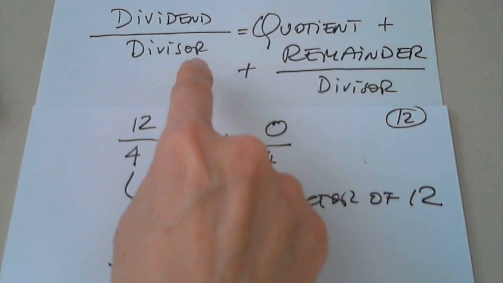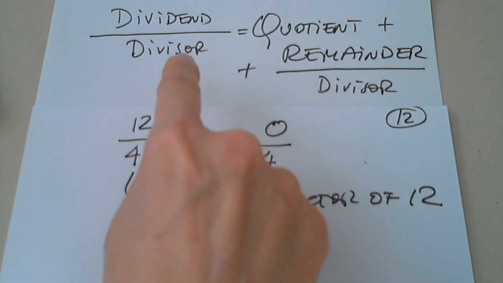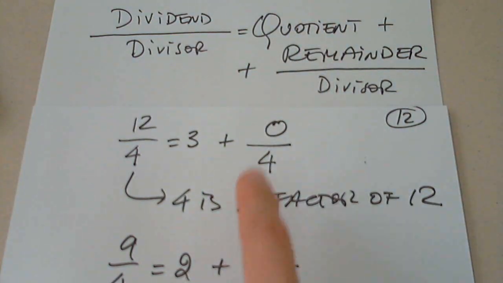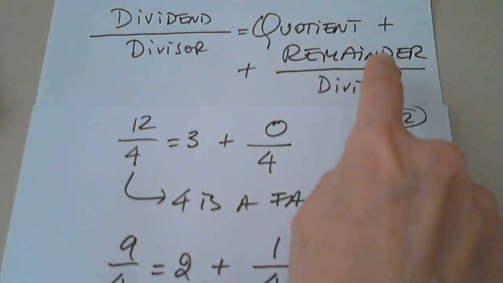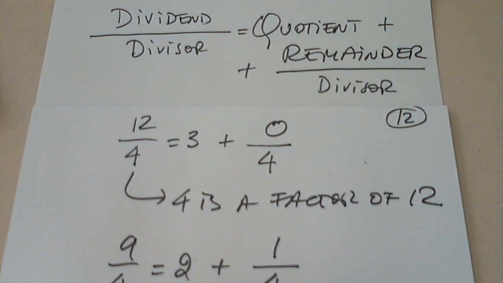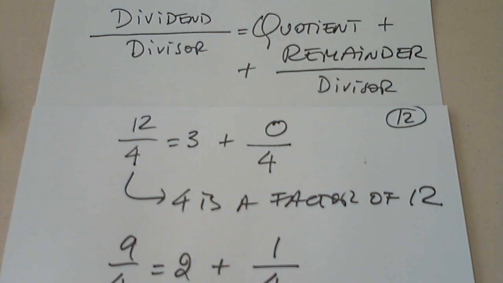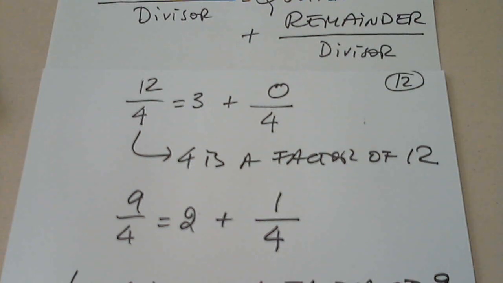So the dividend is 9. The divisor is 4. The quotient is 2 plus the remainder, which is 1, again over the divisor 4. What do I conclude? Is 4 a factor of 9 or not? No, 4 is not a factor of 9.